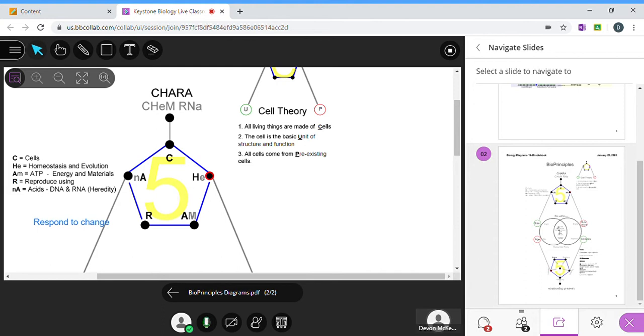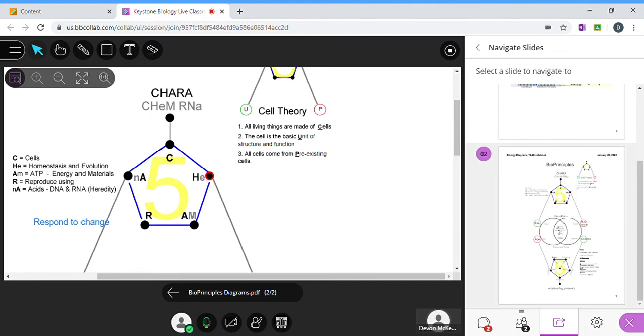CHARA, ATP. So in CHARA, the A is supposed to remind us of ATP. ATP is cellular energy. Well, what specifically does that mean? Well, let's compare it to your car. If you want your car to do work, you need to put gasoline in it. If your car doesn't have any gasoline in it and you try turning it on, it's not going to do anything.